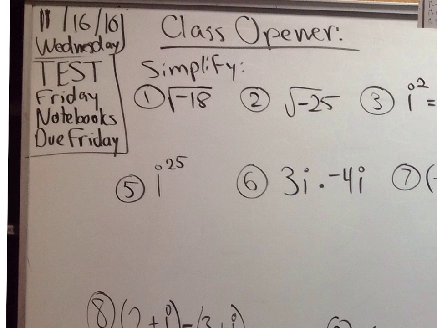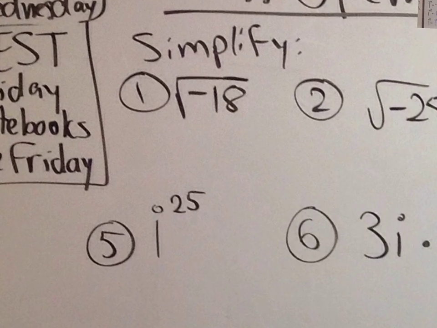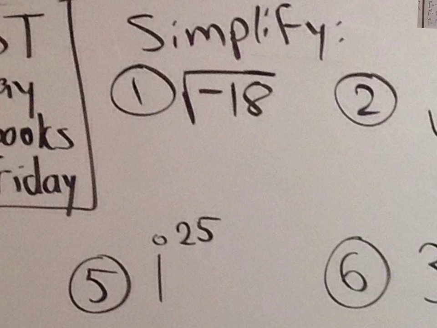Number one, we have negative square root of 18. Actually, the square root of negative 18, I said that wrong. And we know that whenever we have a negative on the inside, that needs to come out as an i. It's going to be imaginary. So we have an i on the outside.